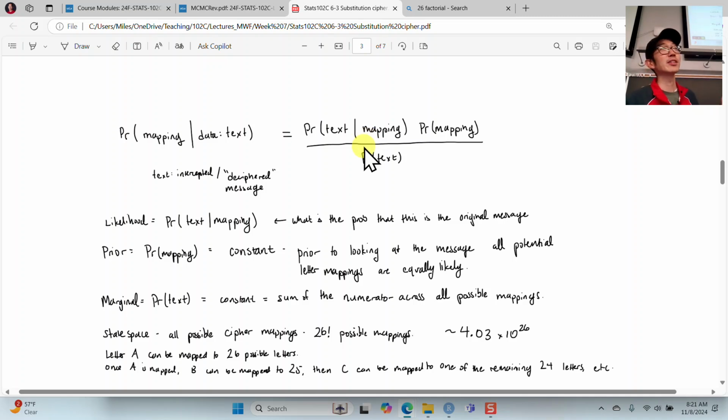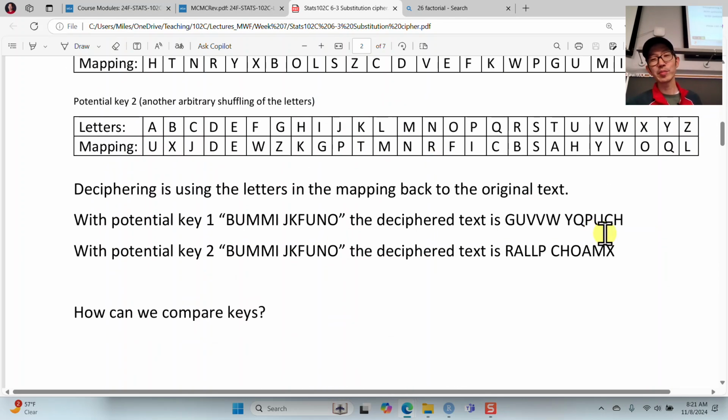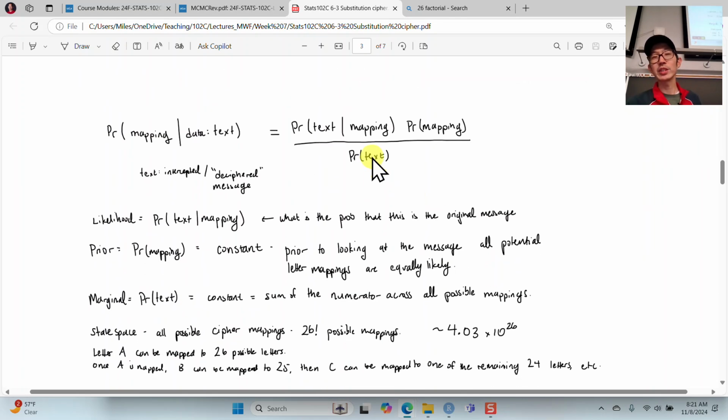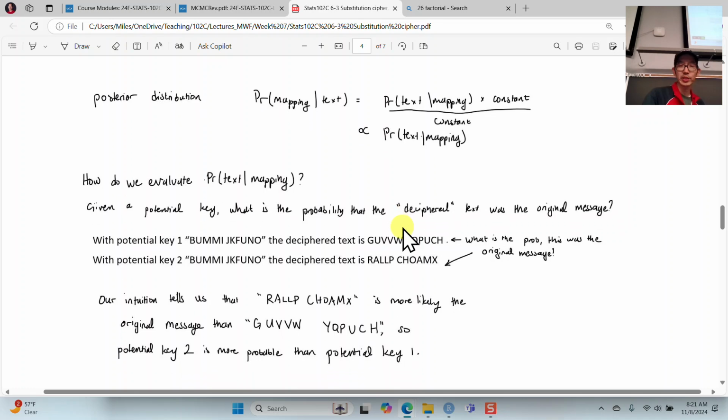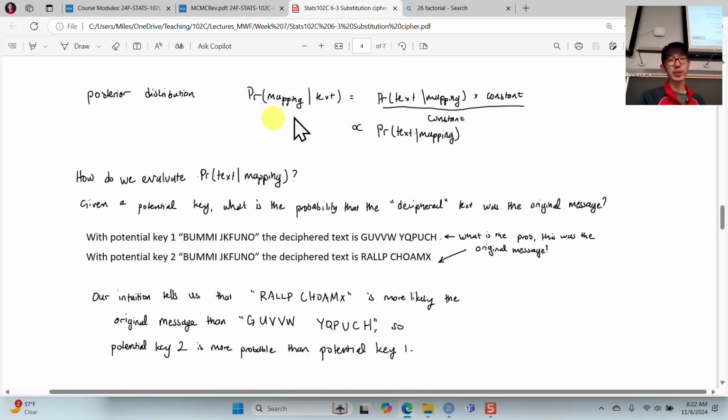So, okay. Now that we have this, is there a way for us to calculate or start talking about what is the probability of some original text given some kind of mapping? Okay, so that's what we have. We have the posterior distribution, the mapping given the text is just proportional to the text given the mapping. And how do we evaluate this?